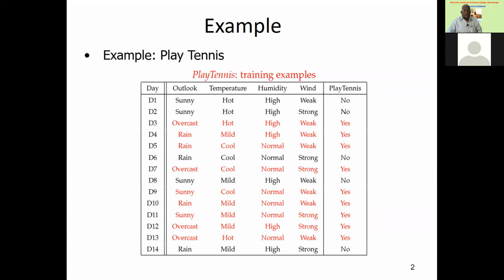So in the machine learning branch, instead of using variable, attribute, record, the terms used are features and instances. So day is the instance and the properties of the day are the features. The last column is there, play tennis.